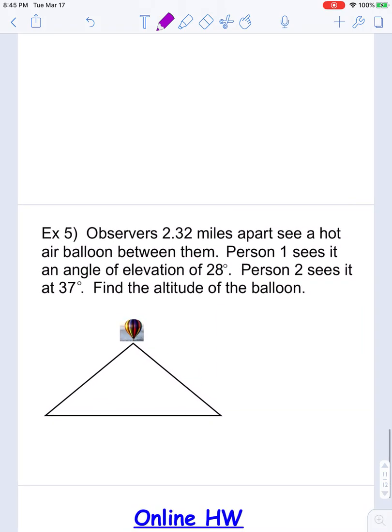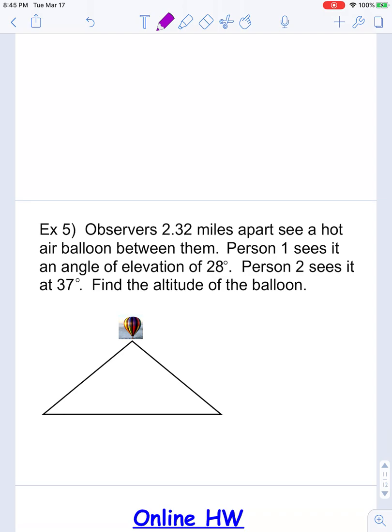Okay, one last problem that I'll leave you with here. Observers are 2.32 miles apart, and they see a hot air balloon between them. So let's call this person 1 and person 2, and we know that they are 2.32 miles apart. Person 1 sees the hot air balloon at an angle of elevation of 28 degrees. So person 1 looking horizontally, person 1 looks up at 28 degrees.